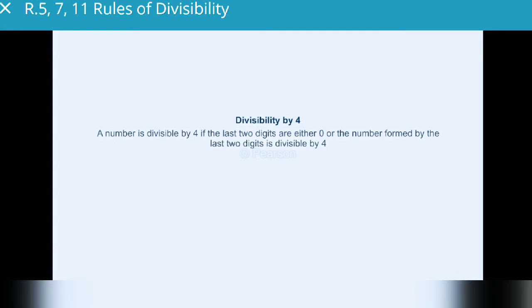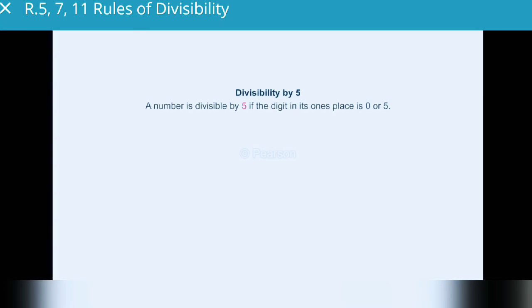A number is divisible by 4 if the last 2 digits are either 0 or the number formed by the last 2 digits is divisible by 4. For example, take 812. The last 2 digits, 12, is divisible by 4. Hence, the number 812 is also divisible by 4.